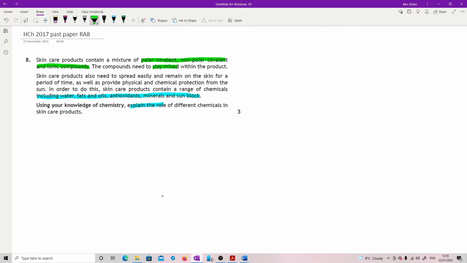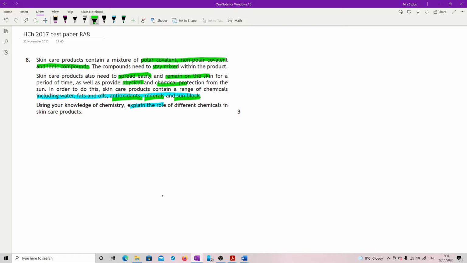You then have to look at the other things they're asking you to do, spread easily. I suppose you could argue oils do that. Remain on the skin. So remaining on the skin would be things that are stable, which you could go with the minerals or the fats and oils again. Physical and chemical protection. So physical is going to be things like the minerals. Chemical protection is going to be your antioxidants. And I suppose the sunblock is also a physical protection as well.